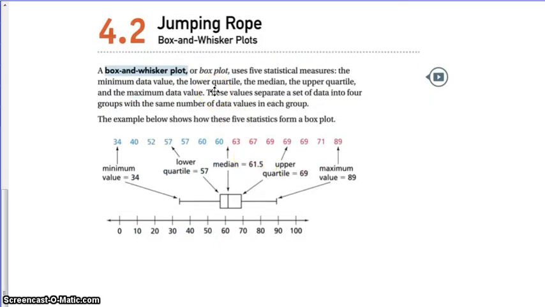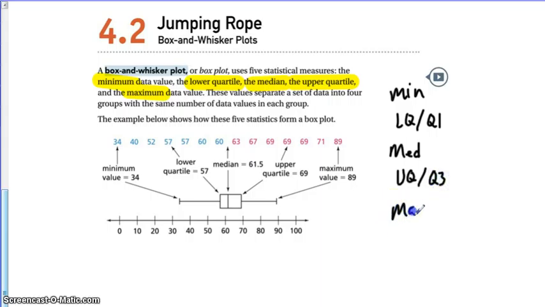A box and whisker plot, or box plot, uses 5 statistical measures. It uses the lower quartile, the median, the upper quartile, and the minimum and maximum. Okay, so what we have here is a 5-number summary. We have the minimum, the lower quartile, or we commonly refer to this as Q1. We have the median. We have the upper quartile, or Q3, and then we have the maximum.